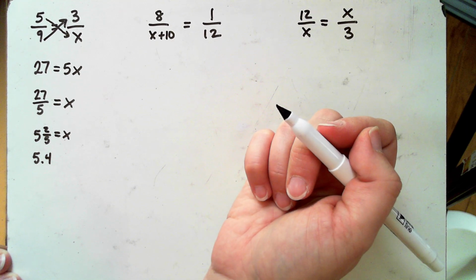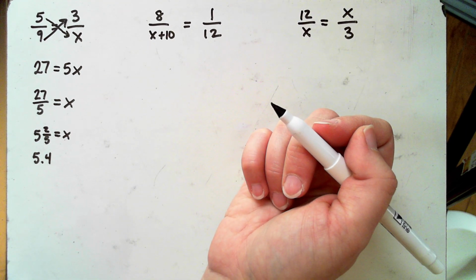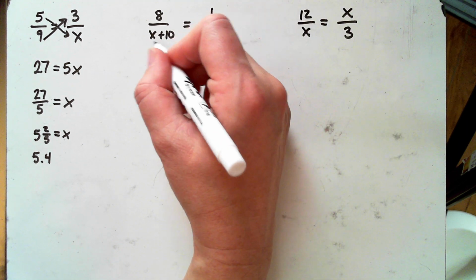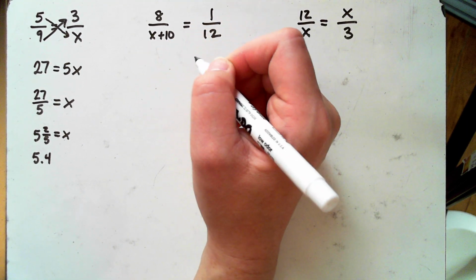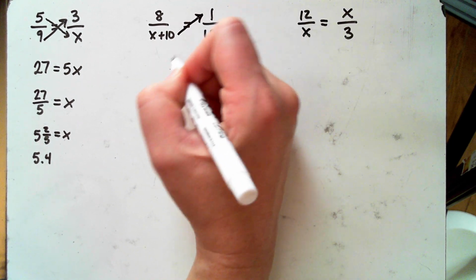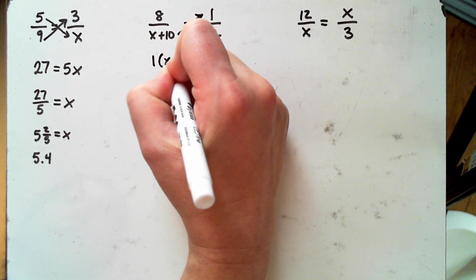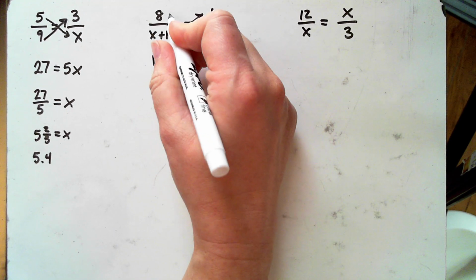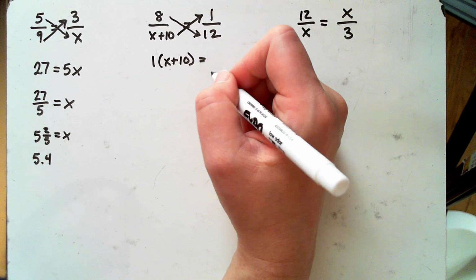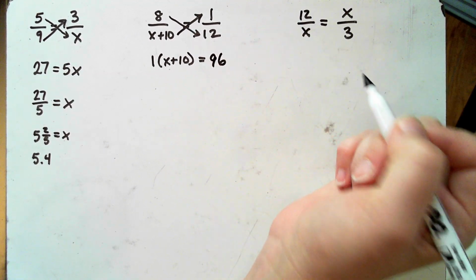So that's the basic idea behind solving proportions, but let's do some harder proportions. In this one, notice we have an expression here, but we're going to follow the same steps. I'm going to do x plus 10 times 1, and I'm going to do 8 times 12. 8 times 12 is 96.